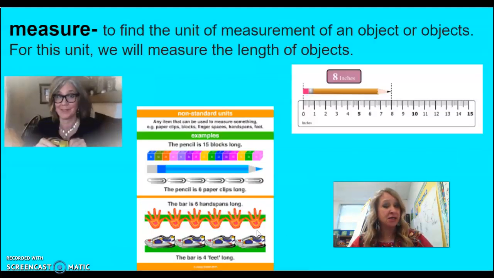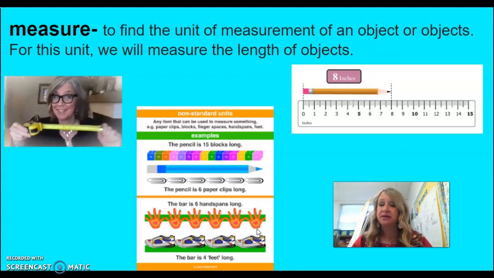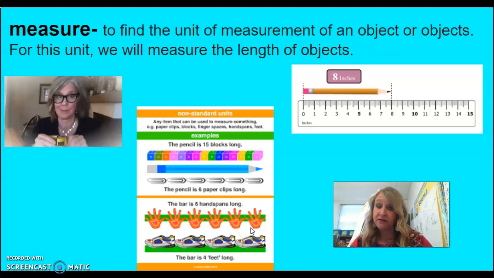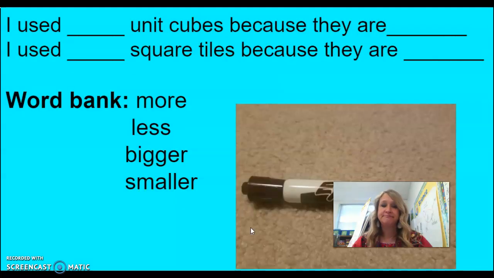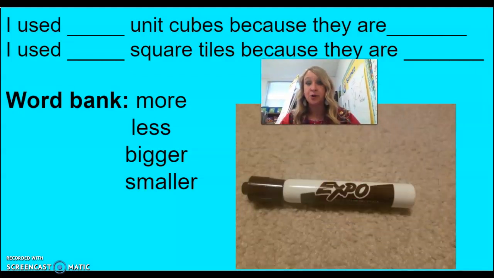Measure. Say measure. Measure is the unit of measurement of an object or objects. For this unit, we're going to measure the length of objects. All right, so today I'm going to measure an expo marker. That one right here. I'm going to use my unit cubes, my ones units, and my square tiles. Ready? Me too. Let's go.